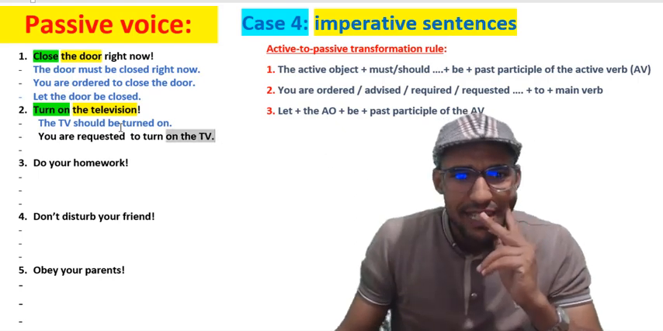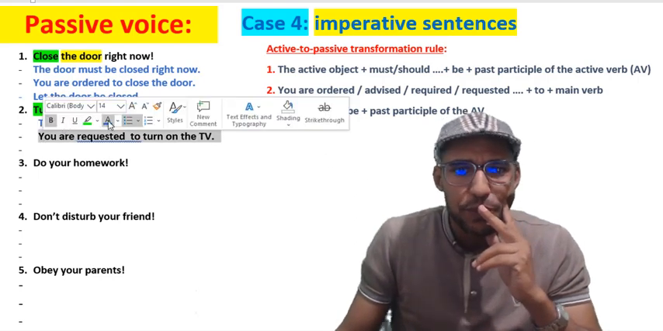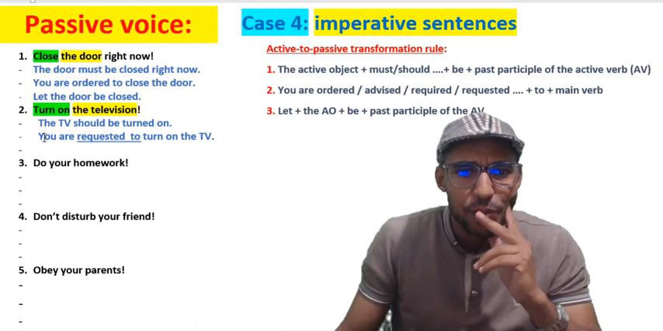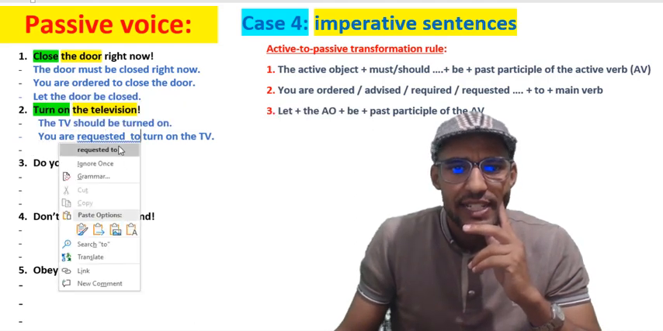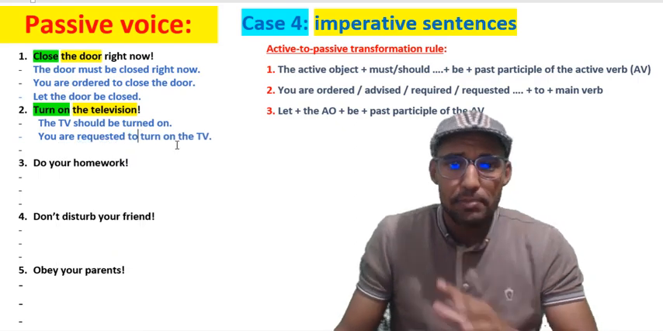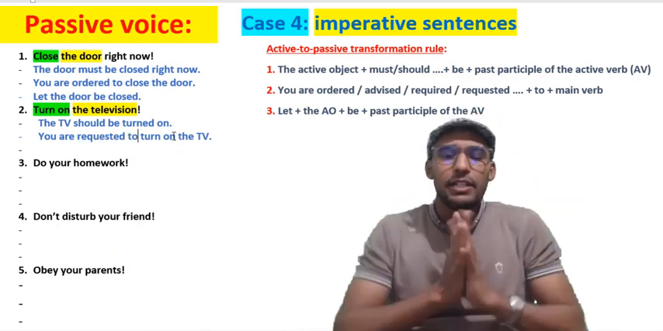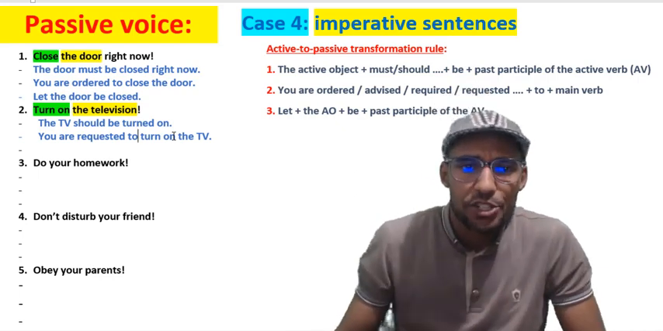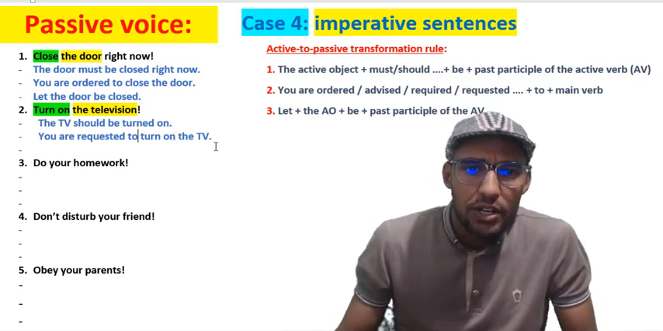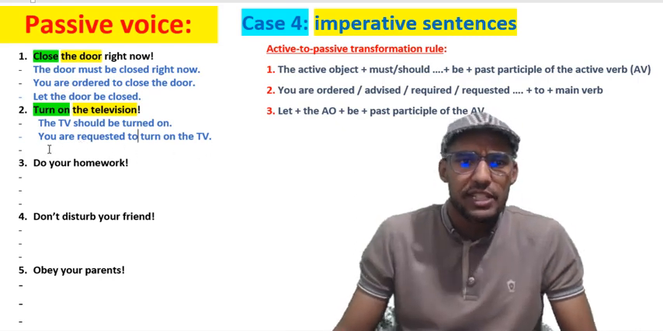Now our statement is in the passive form. You are requested. Here you is the subject, are, and then requested is a verb in the past participle, which means that now we have this passive construction or structure. You are required or you are requested to turn on the TV.